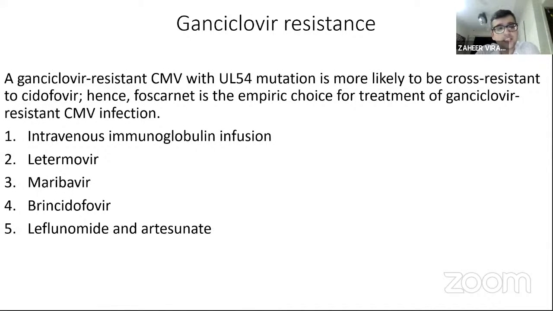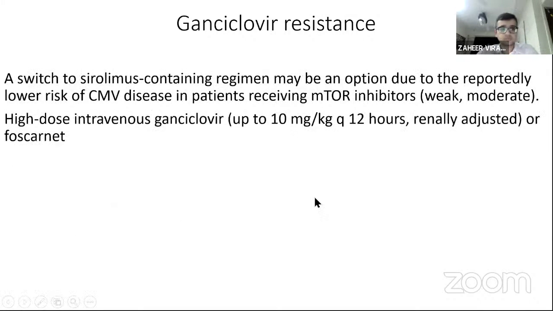So if all else fails, then people have used intravenous immunoglobulin infusions. Letermovir, maribavir, and brincidofovir have also been used, and in rare cases, leflunomide and artesunate have also been used. Like I said, if one has to use immunosuppression, then one can switch to an mTOR containing immunosuppression, where the evidence is weak, but it is there. One can also use high dose intravenous ganciclovir or foscarnet in CMV resistant cases.